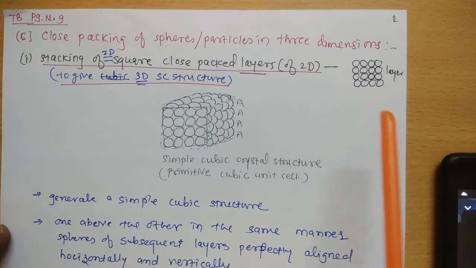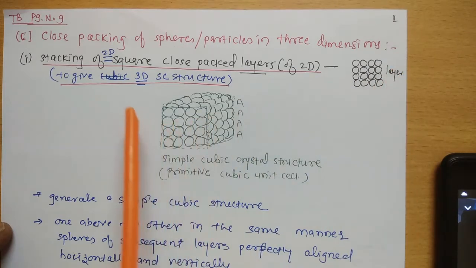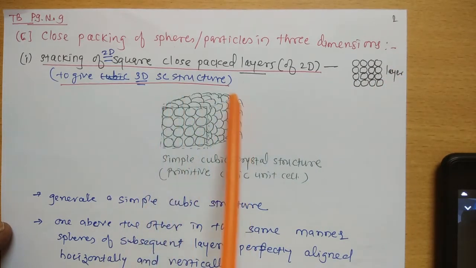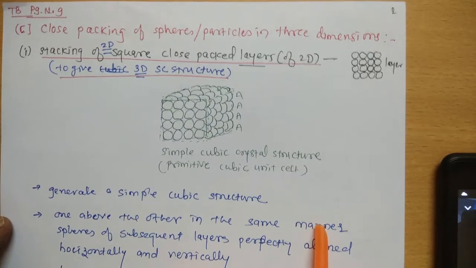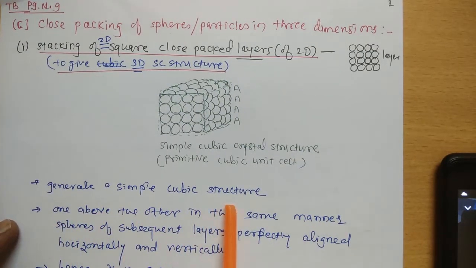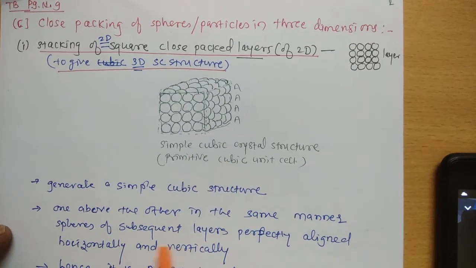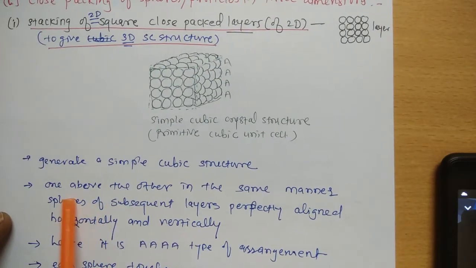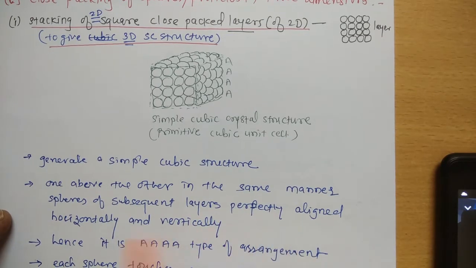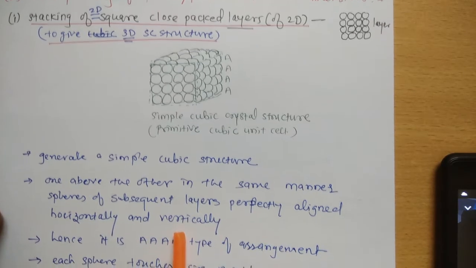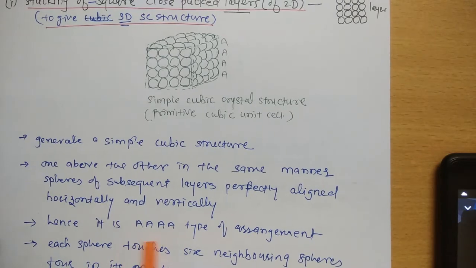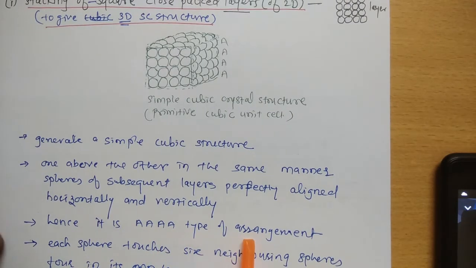Now the arrangement of the two-dimensional square close packed layers into three dimensions generates a simple cubic structure, like we have seen. The layers are placed one above the other in the same manner. Spheres of the subsequent layers are perfectly aligned horizontally and vertically. Hence it is an AA type of arrangement.